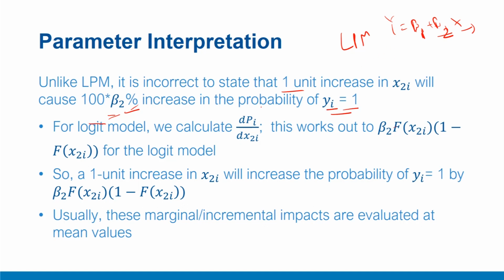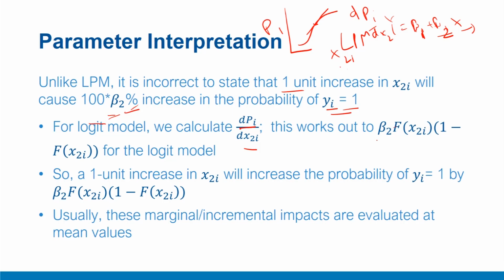This kind of statement we cannot make in the logit class of models, and as we discussed a few seconds ago in the previous slide, this has to be calculated in this form: dpi upon d of x, which is nothing but the slope. Remember, at any point we computed the slope. This slope represents, for a variable x2, dpi upon dx2, where on the y-axis we have pi, on the x-axis we have the x2i variable.